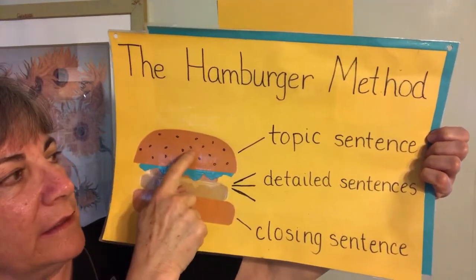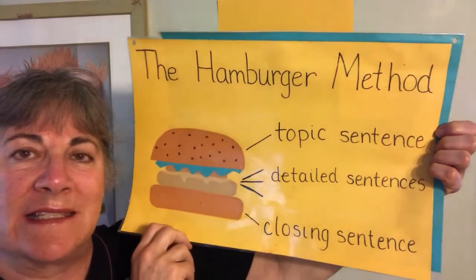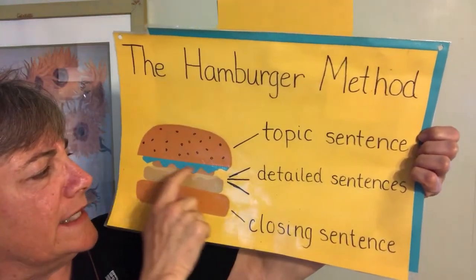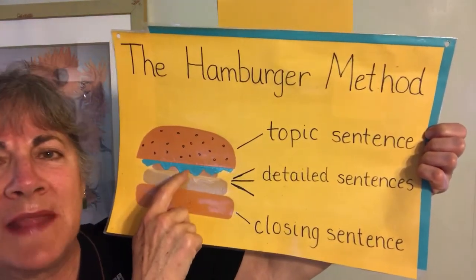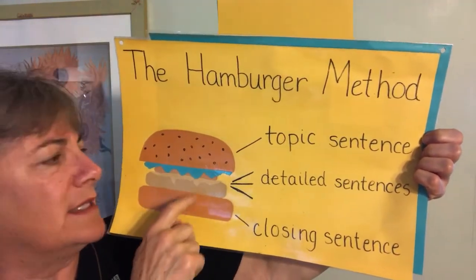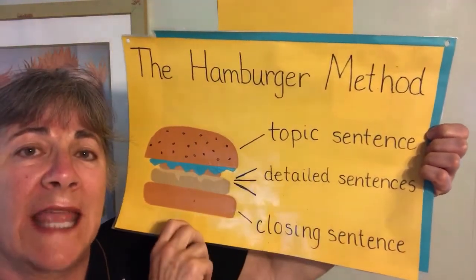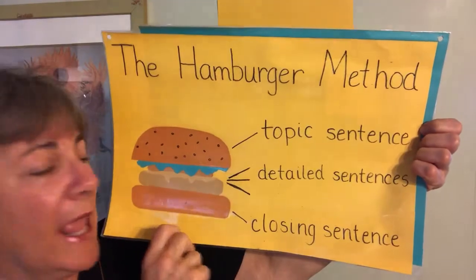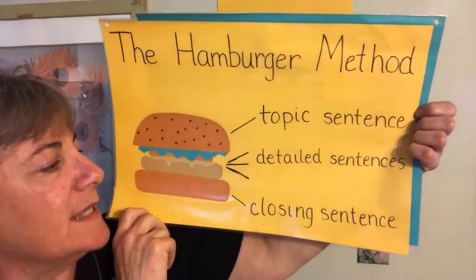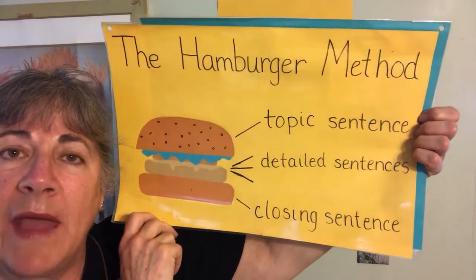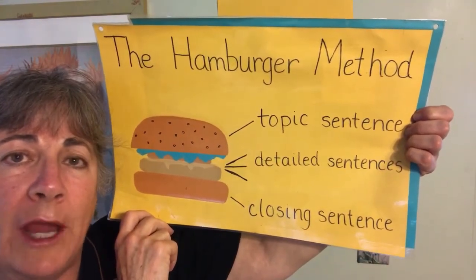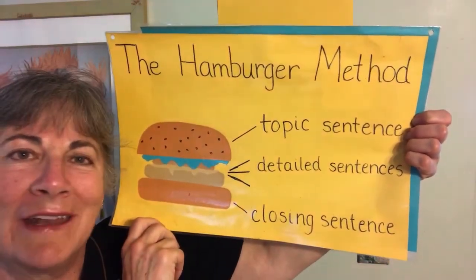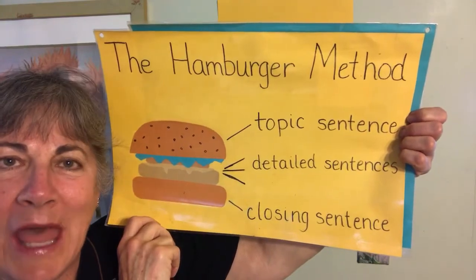The top bun is going to be your topic sentence. The topic sentence is what your paragraph is about. The ingredients in here, that would be the meat and the lettuce and the pickles and the condiments. Those are going to be all of your detailed sentences. These sentences support what your topic is about. And then the bottom part of the hamburger is called the closing sentence. And what that does is it kind of wraps up what your whole paragraph is about. So if you can remember this Hamburger Method, you're not going to have any problems at all creating a paragraph.